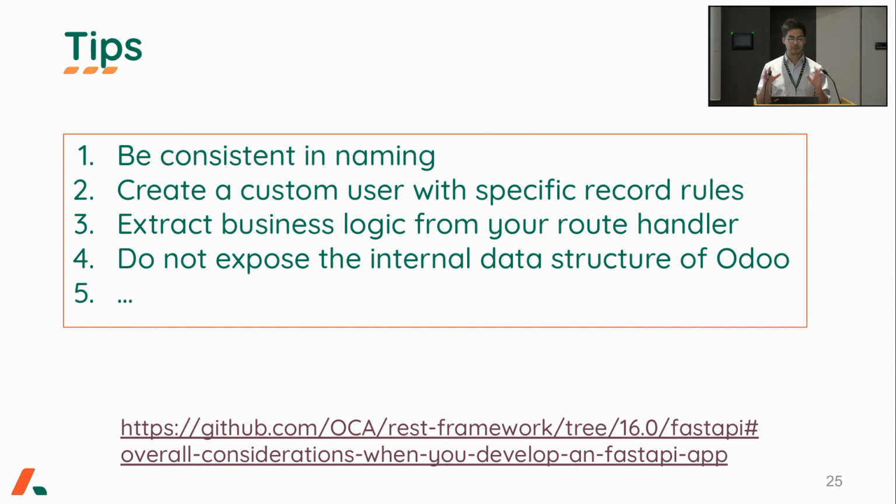And the last one would be to not expose the internal data structure of your Odoo to the external world through your API. So for security reasons, as I mentioned before, and also because if you do so, you would have to evolve your API as your Odoo evolves. Well, the list of tips that I could give you could be really long, and in fact, there is a list on the README of FastAPI, so I really advise you to go read this documentation because it's really well done and really complete.